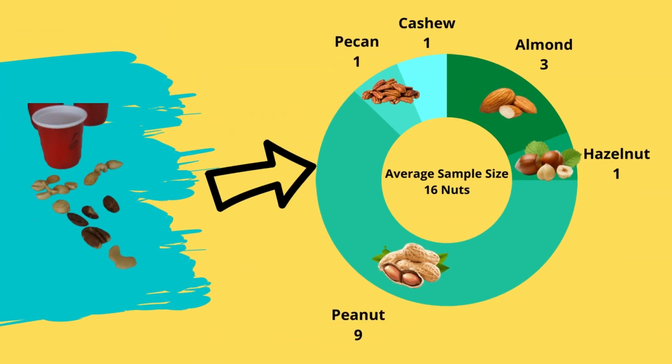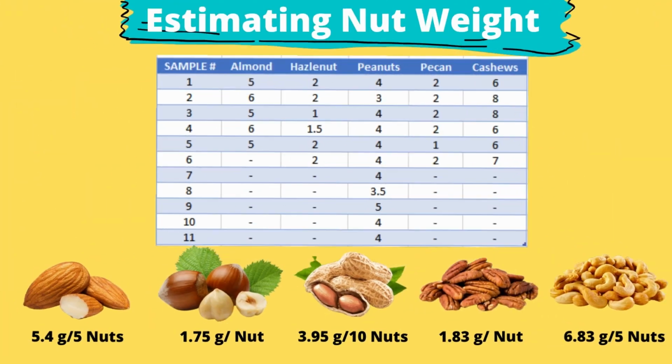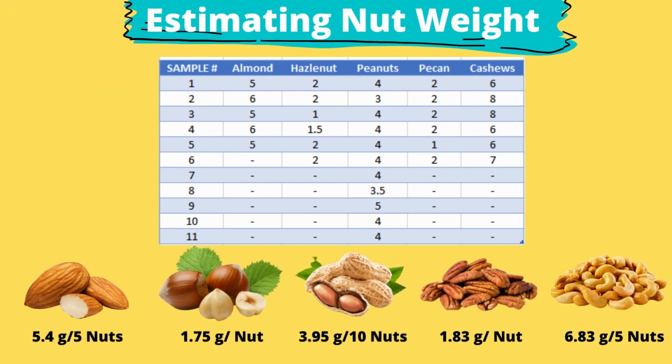Once all the samples were collected, I tallied each type of nut present in each sample. Because I didn't have a sensitive enough scale, I didn't measure the weight of individual nut categories in each sample cup. Rather, once the count was tallied up, I started taking a weight sample of individual nuts in groups of 5 nuts at a time for almond, 1 nut per sample for hazelnut, 10 nuts per sample for peanut, 1 nut per sample for pecan, and 5 nuts per sample for cashews.